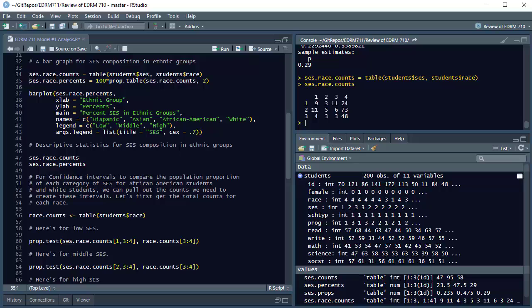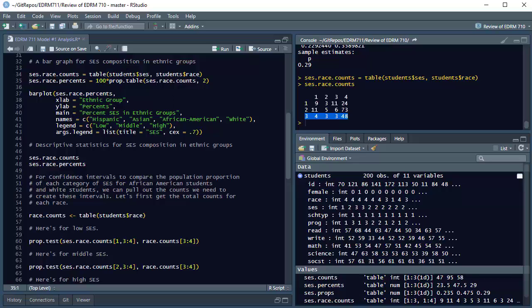SES.race.counts. Okay, so now it's showing me within ethnic category 1, and I'd have to look up to see what that was. I think that one was Hispanic, and I think 2 was Asian, 3 African American, and 4 white. 4 must be white because I see the highest numbers in there. But 1 is low SES, 2 is middle SES, and 3 is high SES.